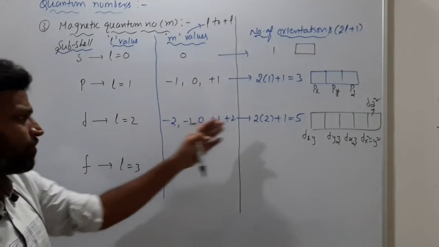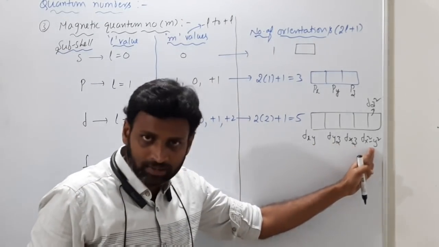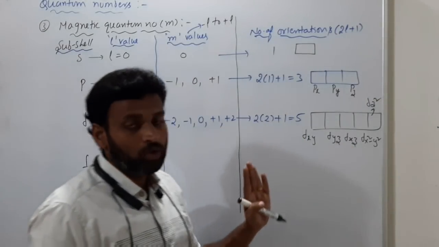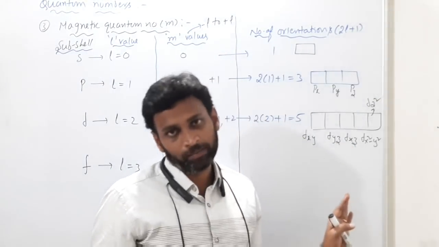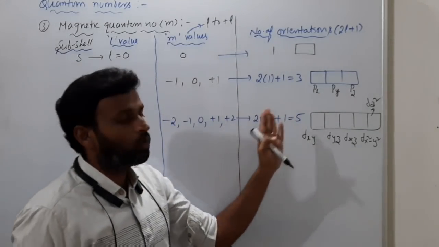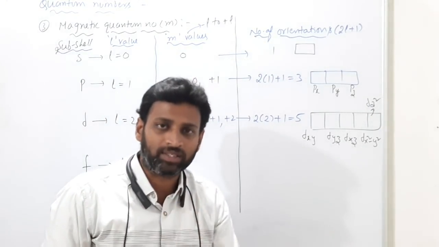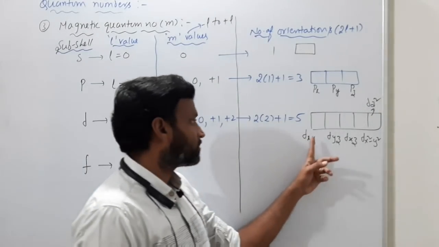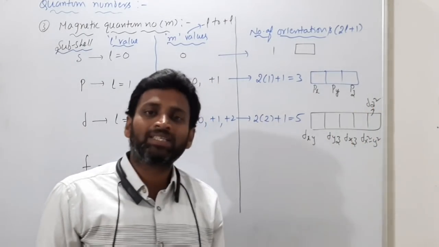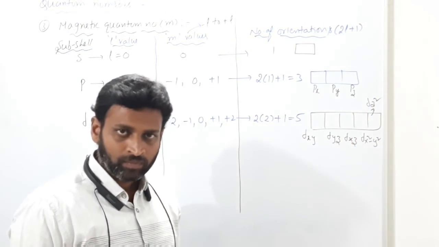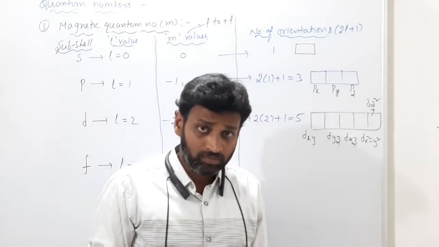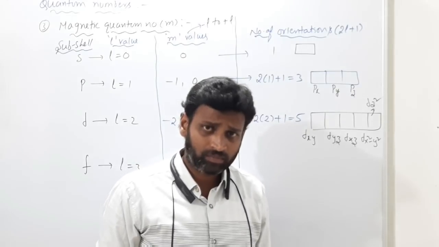dz square. Remember, of course, with all these shapes we will discuss shapes of atomic orbitals. Don't worry. What is dxy? No need to worry. Simply, for D subshells, how many orientations? 5. That's it. What are those? dxy, dyz, dxz, dx square y square, and dz square. What is the meaning of dxy? We will learn soon. You have no need to worry.